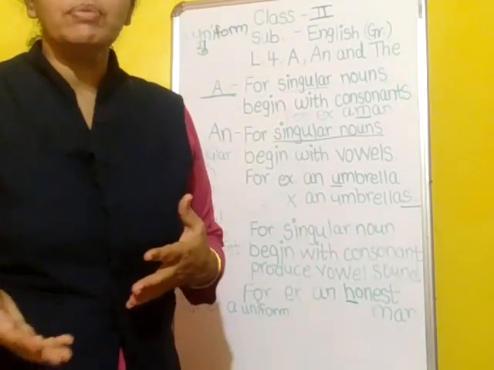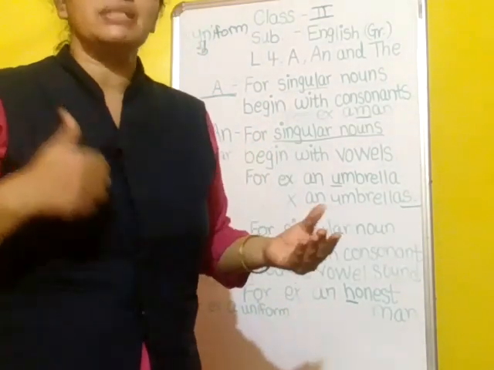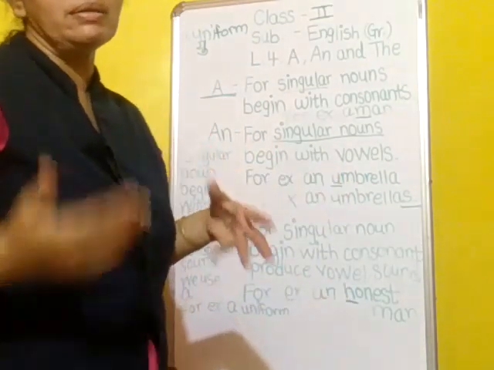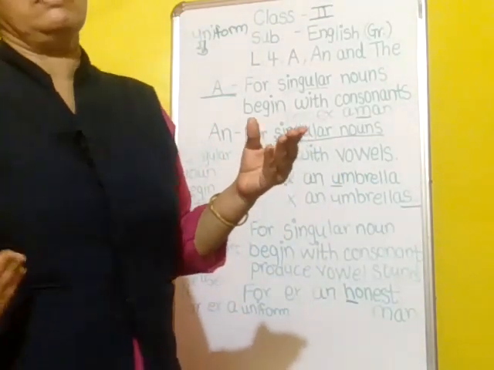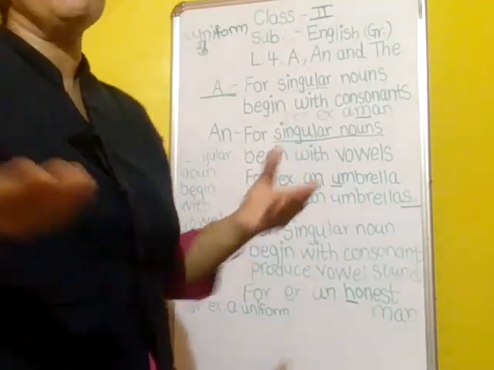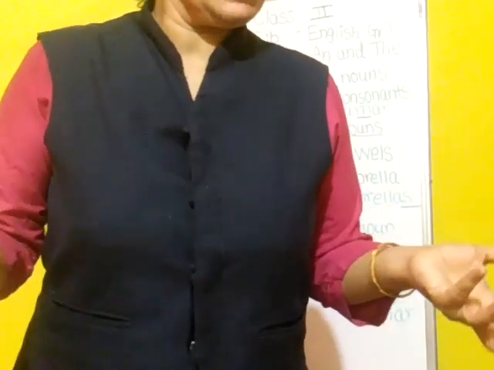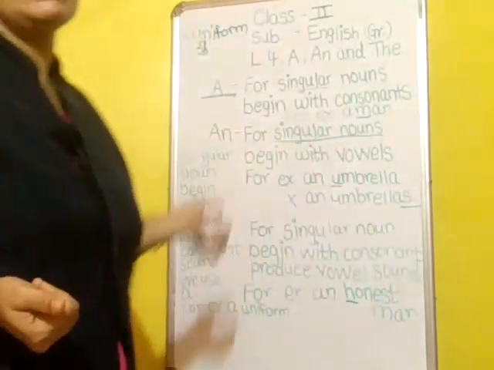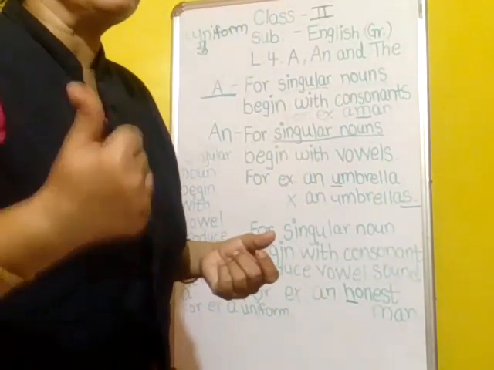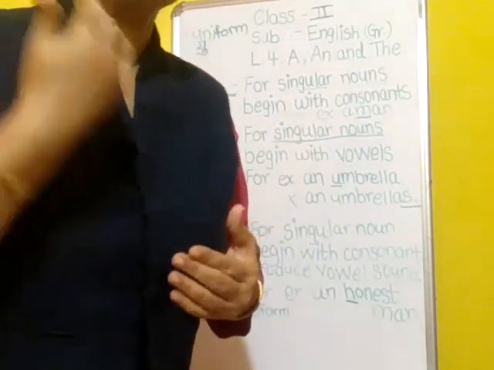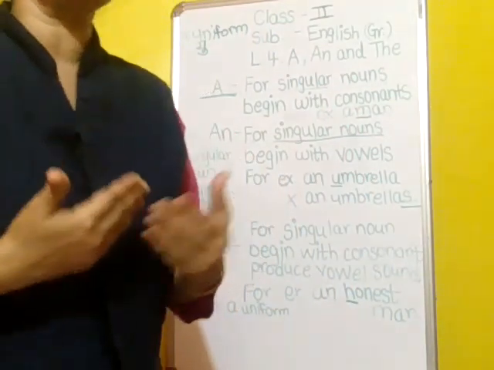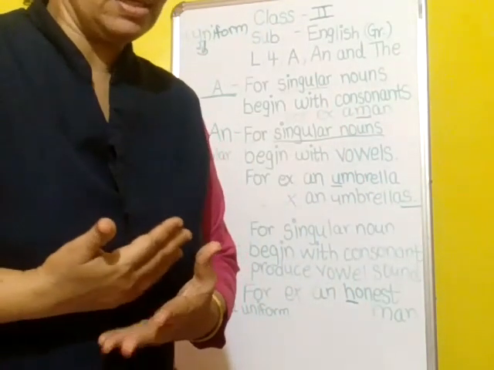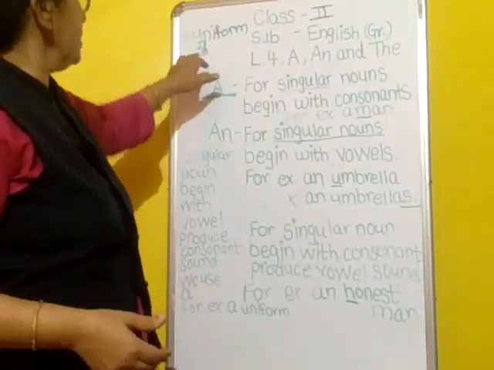For example, a uniform. Why are we writing a uniform? Why not an uniform? You can object, ma'am, you taught that whenever the word begins with a vowel and it is singular, we use "an". The uniform is also singular, and it begins with a vowel also. It is exactly correct, but the sound produced by uniform is a consonant sound. See, this is the Y-type U.